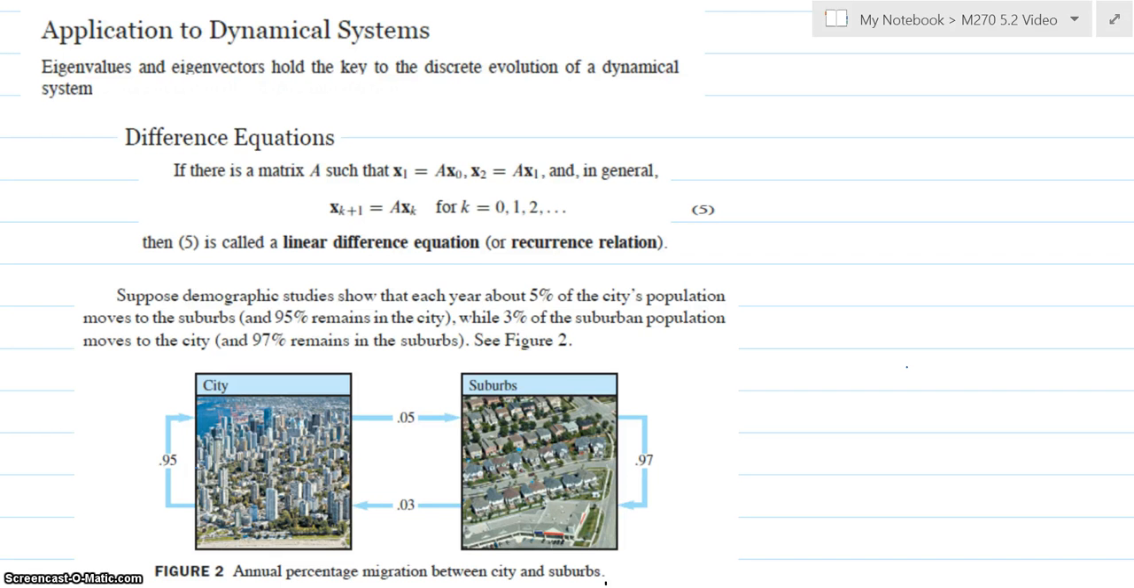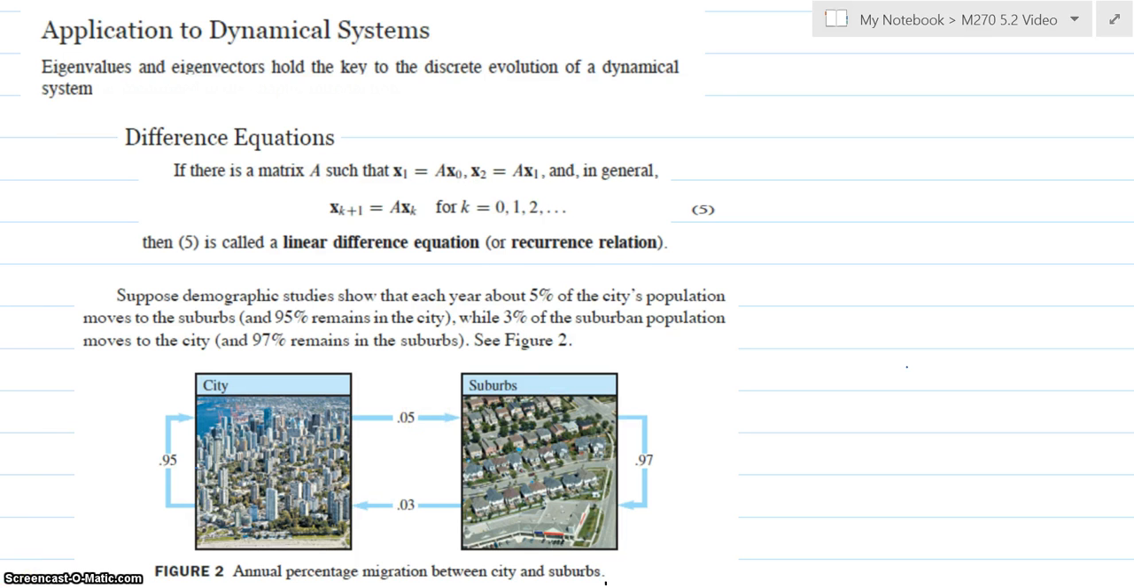Hello again. In this video, we're going to discuss an application to dynamical systems. Eigenvalues and eigenvectors hold the key to the discrete evolution of a dynamical system. A dynamical system is all about the evolution of something over time. And we will be able to use eigenvalues and eigenvectors to find the state of the system at a specific time.